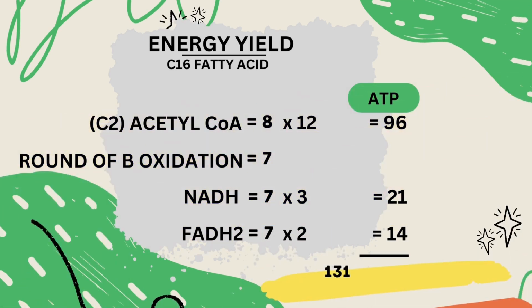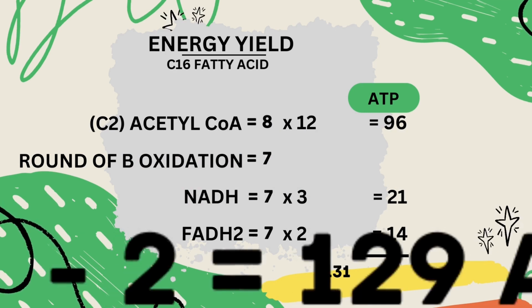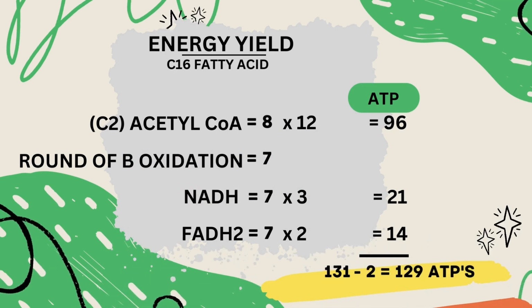But when we recall the first step of fatty acid activation, we used 2 ATP to activate and make fatty acyl-CoA. So, we must subtract 2 to get 129 ATP.